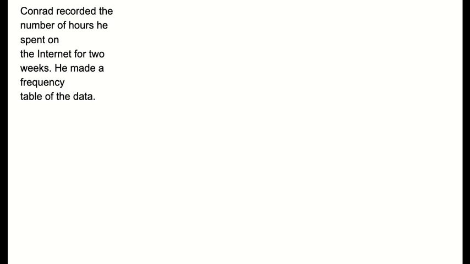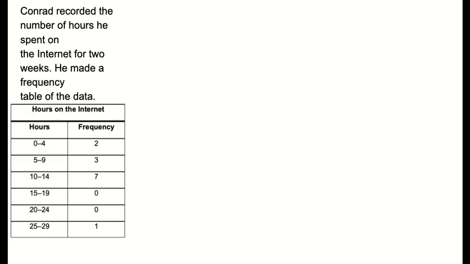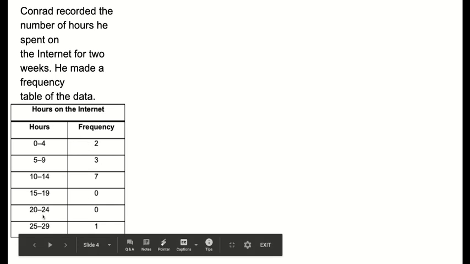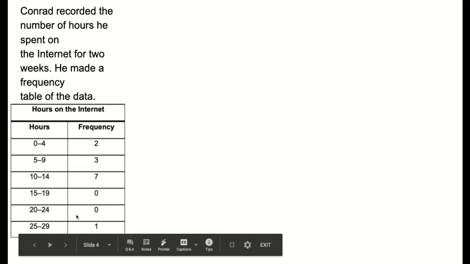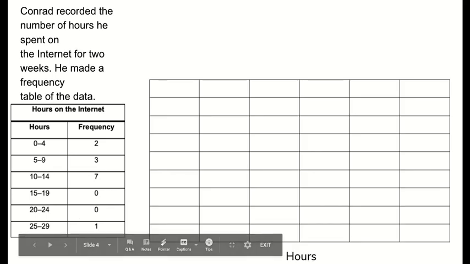Okay, so in this situation, Conrad is recording the number of hours he spends on the internet for 2 weeks. So he has a bunch of different data. On different days, he spent a different number of hours on the internet, and he put this into our frequency table, which gives the interval and the frequency. So on 2 days, he spent between 0 and 4 hours on the internet. On 3 days, he spent between 5 and 9 hours, and so on, okay? So let's use this to build ourselves a histogram.